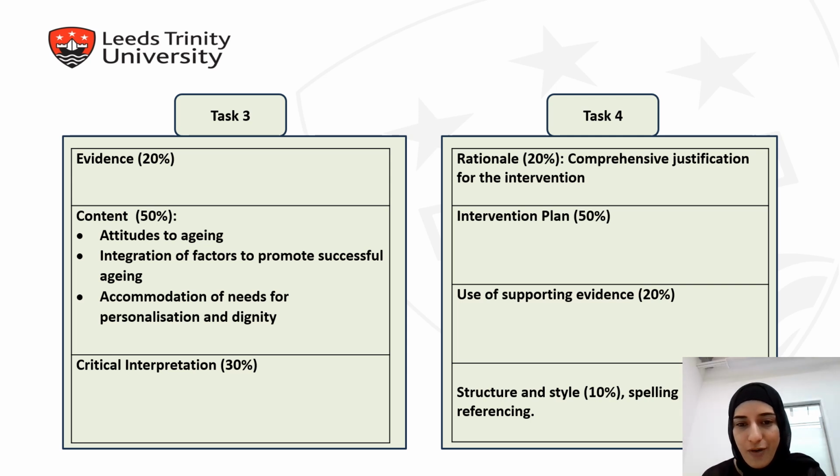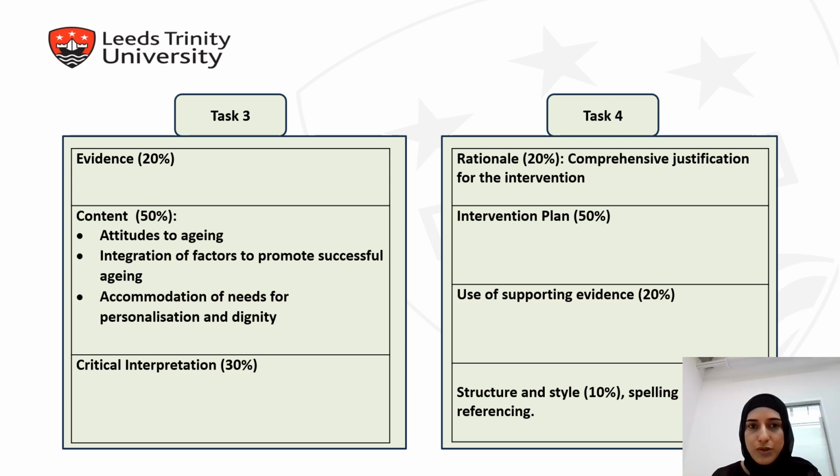So task number 4, in which you are required to create an intervention plan, and you have to evaluate that intervention plan as well. So we are going to first look into the rationale behind choosing that intervention plan. Rationale means the reason behind choosing that specific plan. So you have to give a brief justification for the intervention plan.